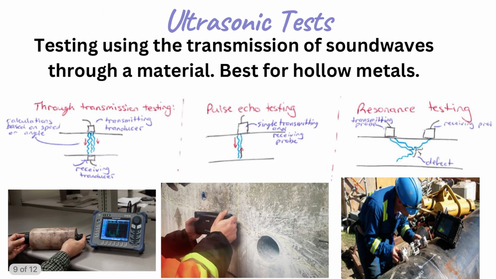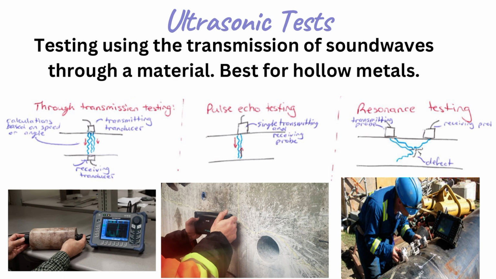Ultrasonic testing. So this uses the transmission of sound waves through a material to detect different flaws, and it is best for hollow metals as that enables the best transmission of these sound waves. So sound waves have a lower frequency than the X-rays, which means they are less harmful to people, but they are still able to transmit pretty well through most mediums.